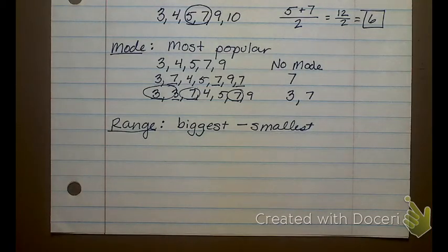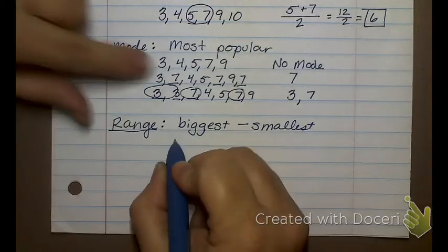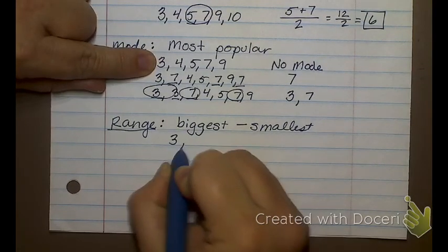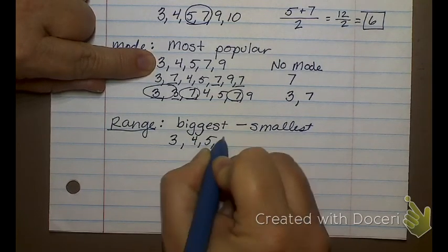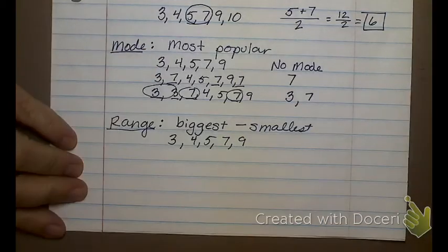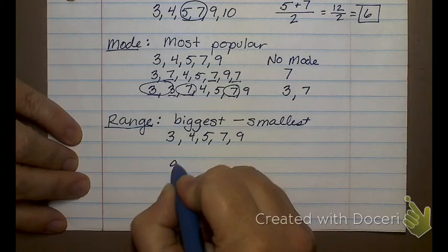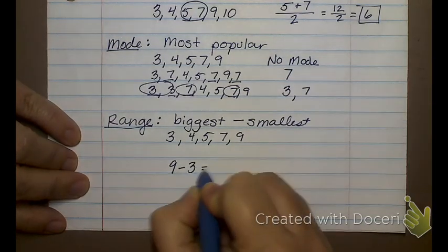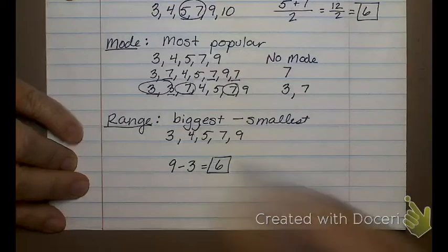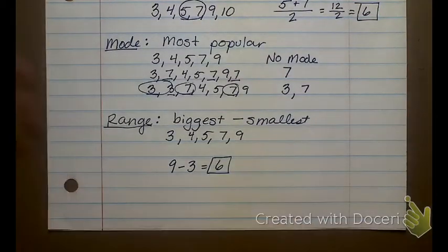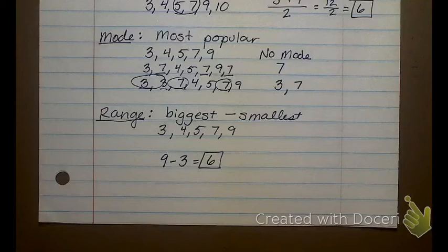It's not as tight. So if I go back to our original list, 3, 4, 5, 7, 9, it should be really easy to pick out biggest minus smallest because you already have it in order from finding the median, right? So to find the range, I would do 9 minus 3, and the range here is 6. Okay.